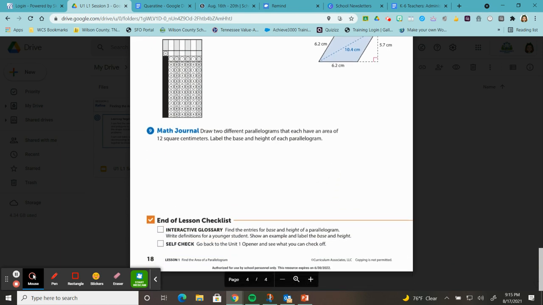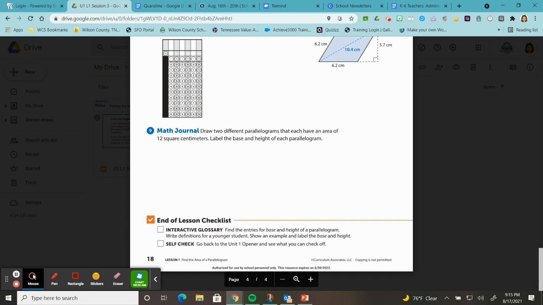Number 9 says math journal. It says draw 2 different parallelograms that each have an area of 12 square centimeters. Label the base and height of each parallelogram. So we talked about a problem in session 2 where you had 48 square units, and you had to decide which of these answer choices would have an area of 48. And there was more than one. Like there was 4 times 12, and then there was 12 times 4. And I can't remember what the other one was right now, but there were different ways to get to that.